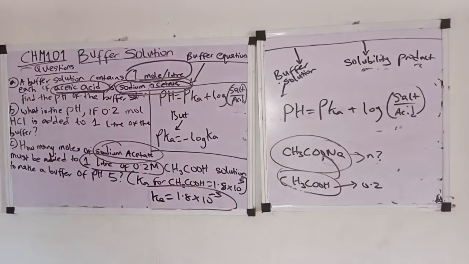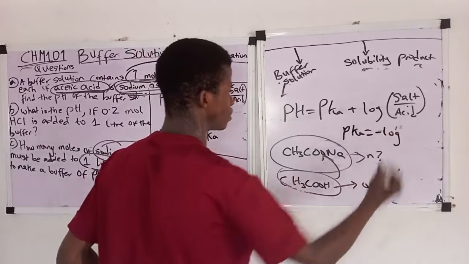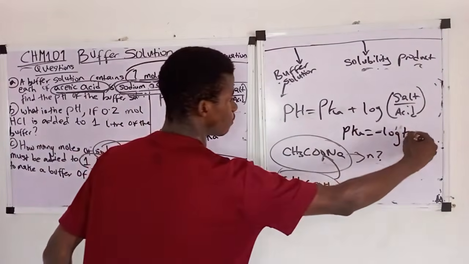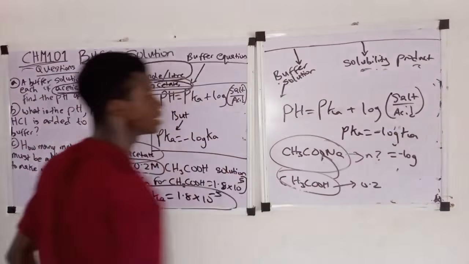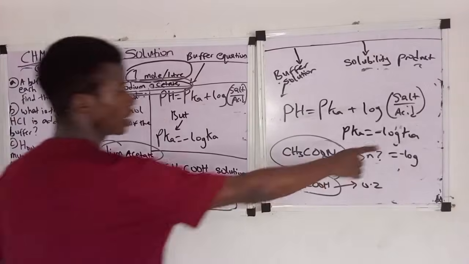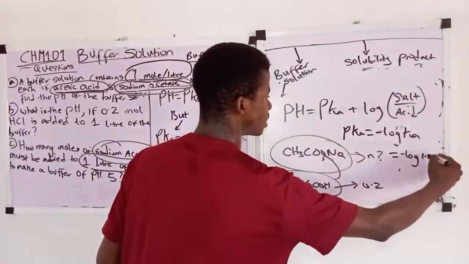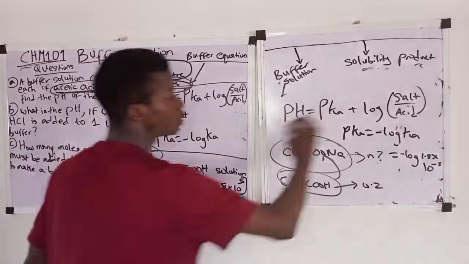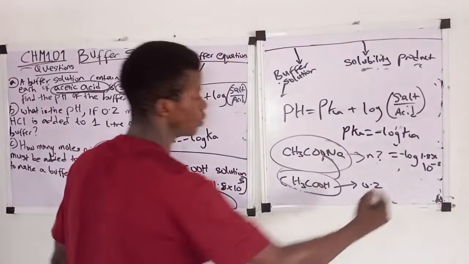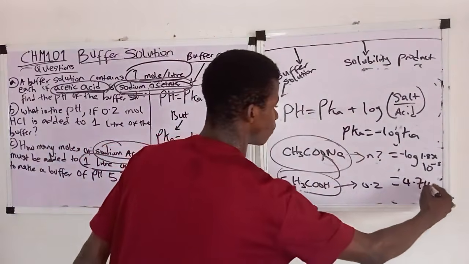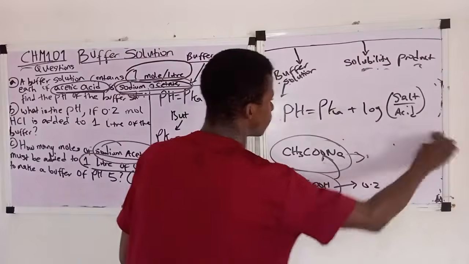Now what about the pKa? The pKa is easy to look for. pKa is the negative log of the Ka, right? Where is the Ka in the question? The Ka is 1.8 times 10 to the minus 5. So if you do it in your calculator, negative log of 1.8 times 10 to the minus 5, you have 4.744, right? So our pKa is 4.744.